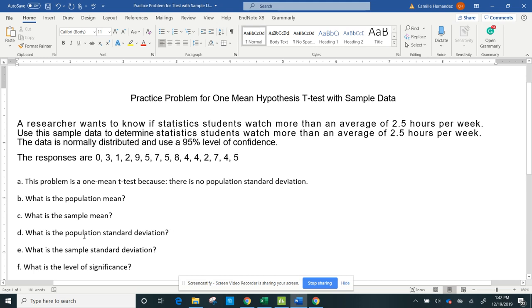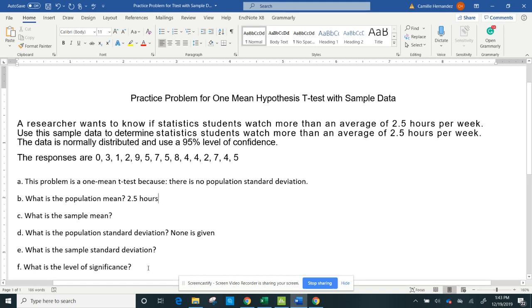Well, then when I go down to D, it says, what is the population standard deviation? Don't put 0, put none. None is given. NA, something like that. Never put 0 because 0, remember in statistics, 0 is a number and we can hold that as a value. So then it asks for my population mean, and my population mean is given in the problem. It is 2.5 hours. I don't have my sample mean, but I have a sample itself so that I can find it. Same with sample standard deviation.